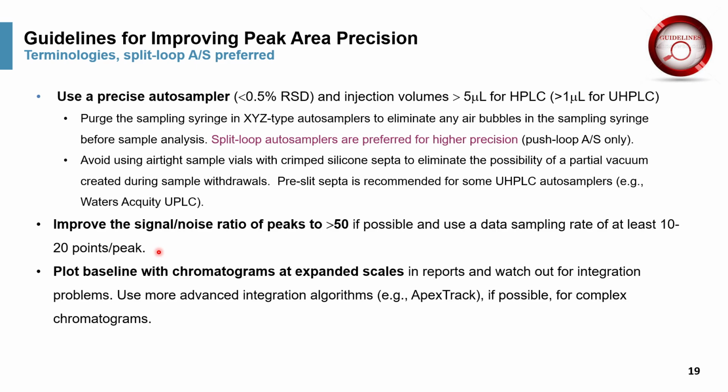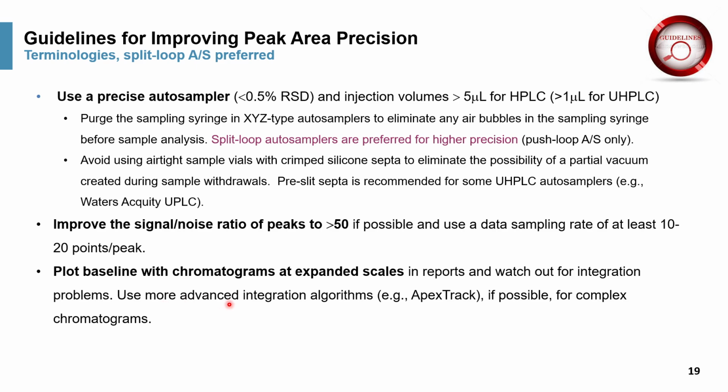Now, obviously, if you inject a very small, low concentration sample near the noise level or near LOQ, do not expect very high precision, right? So make sure the signal-to-noise ratio of any peaks, if possible, is above 50. The ratio should be above 50 to get very precise injection. Obviously, for a trace impurity peak, that might not be possible. And for sampling rate, support at least 10 to 20 points per peak.